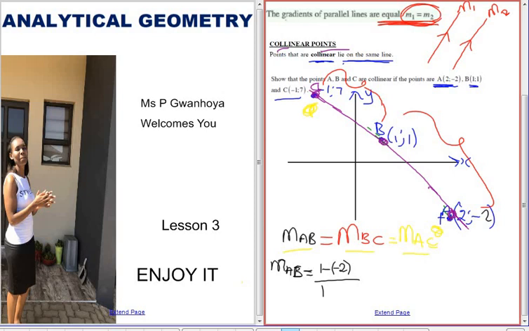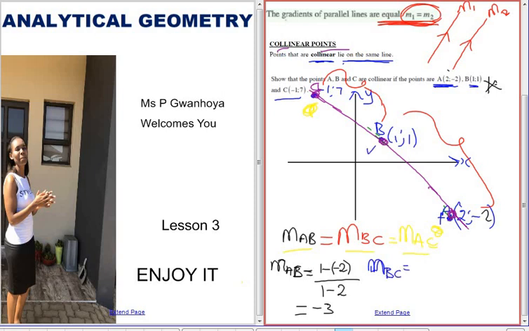Okay, use these ones that are here. You can easily see them over here. So divided by 1 minus 2. As you can see, when you calculate the gradient of AB, you would definitely just get negative 3. Well, that's good. We have the gradient of AB. Let's see if we can calculate the gradient of BC then, and let's see if it is the same.